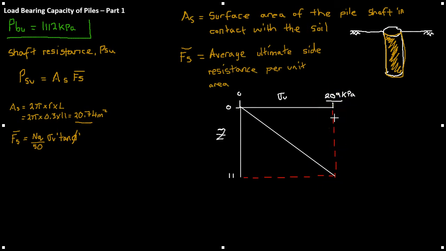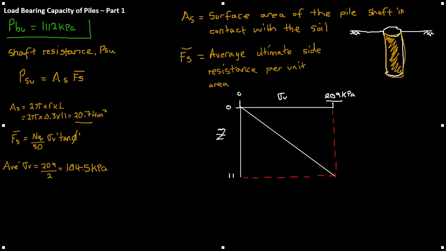Now, the resistance that the shaft provides is not constant throughout the whole length of the pile. We're going from a minimum of 0 all the way to 209 at the bottom, and we want the average, so we can simply do that by 209 divided by 2.